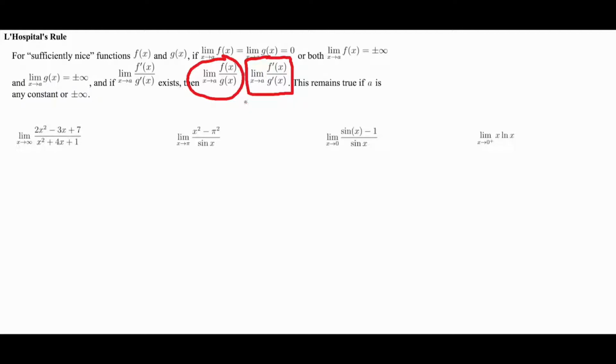This basically helps us take a way simpler limit because we just took the derivative, which usually makes the function a little bit easier to work with. And this remains true if a is any constant or positive or negative infinity, which we're going to see in some of our examples below. So that's basically what L'Hopital's rule is.